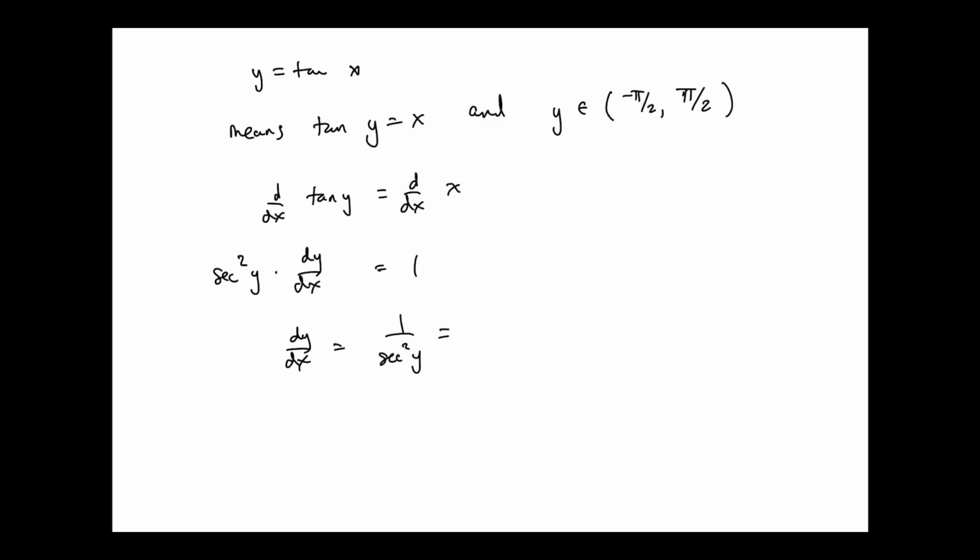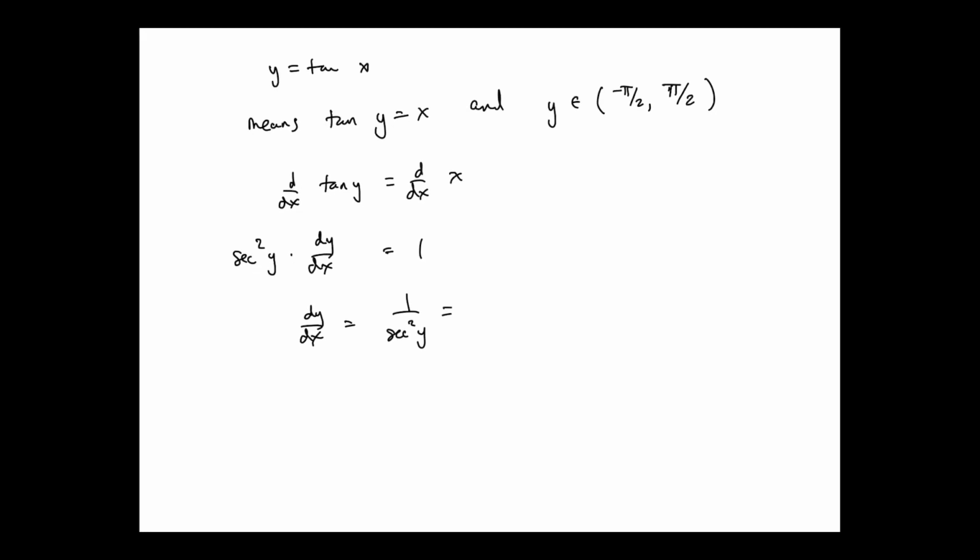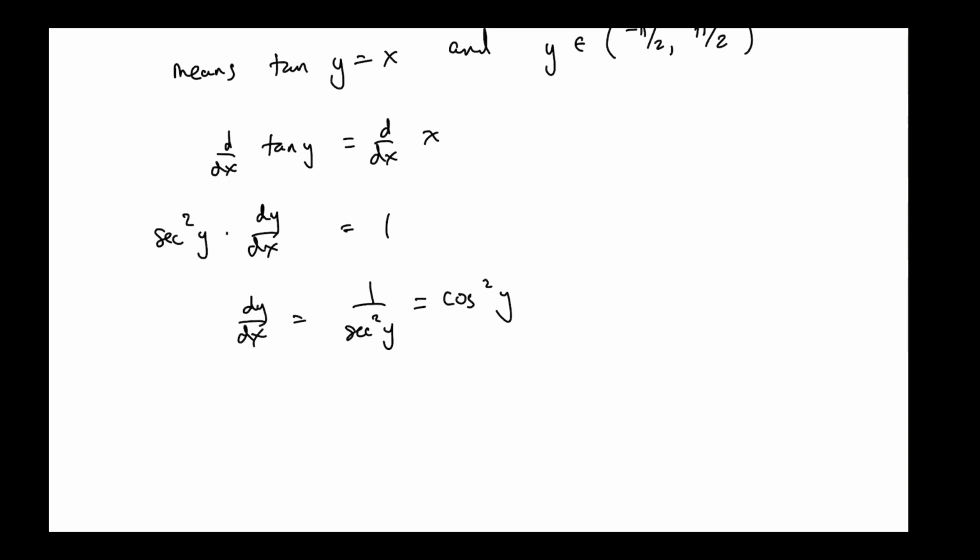Actually, keep talking. Yeah, phone a friend. I got 1 over cosine squared. Yeah, there you go. So, what does it simplify to, Mr. Grimmett? Cosine squared. Yeah, that's nice.